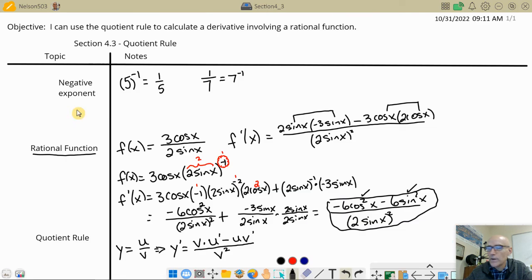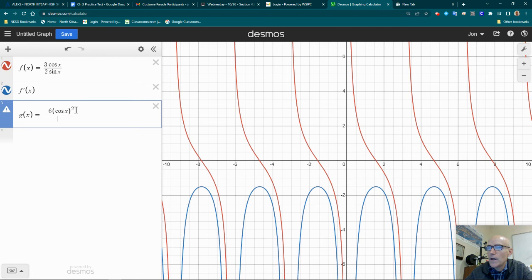So let's look back one more time, right? We had -6 cosine squared x minus 6 sine squared x. So now I need to have a -6 sine squared x right up here. -6 sine. I want to put a parenthesis in there. Sine. Oh man, sine of x squared. And then down the denominator, we have 2 sine x squared, right?